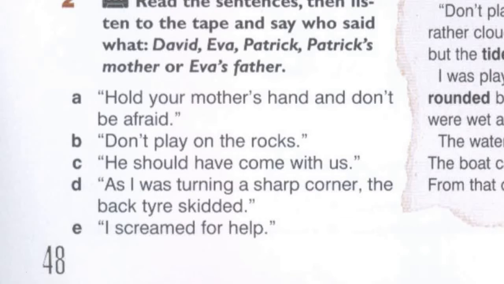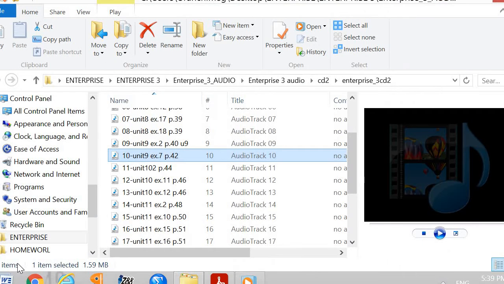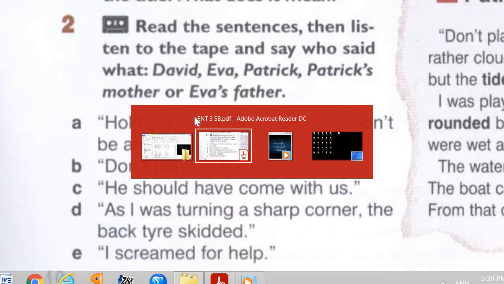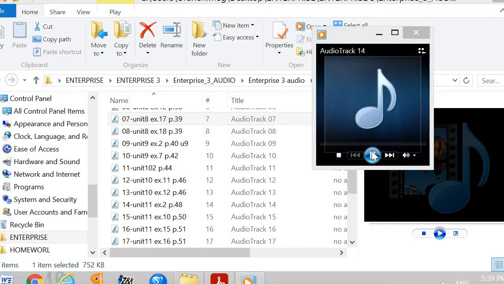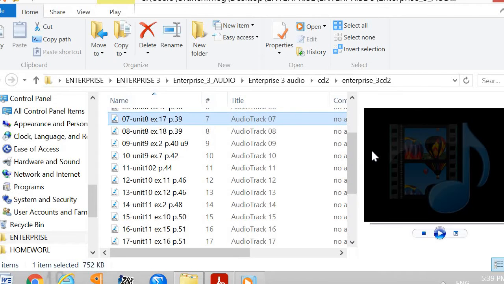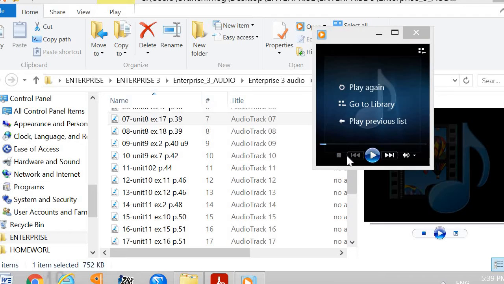Just be with me. First, we're going to do the listening. So listen to the tape. Let me just look at the tape for you, and you're going to listen to it. Okay, listen. Unit 11, Narrow Escapes. Exercise 2, page 48. So you need to turn it on. I forgot. Turn it on, and I'm going to play it again.